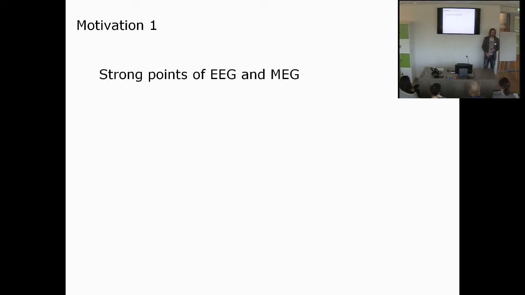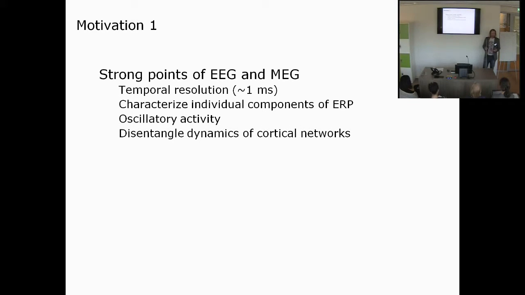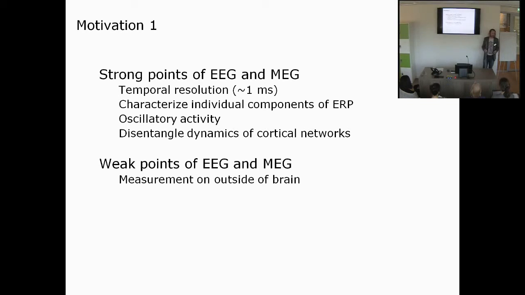If we look at EEG and MEG, the strong point is that it has a very high temporal resolution, so it allows us to track brain activity really fast. With this high temporal resolution we can characterize individual components of event-related potentials, we can look at oscillatory activity, and we can disentangle the dynamics of cortical networks. But the weak point of EEG and MEG is that it's a measurement on the outside of the brain, and therefore we have overlap of components.